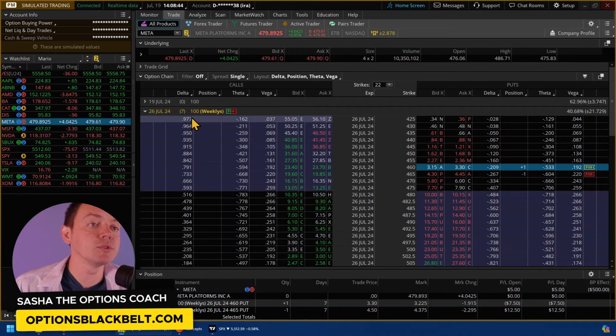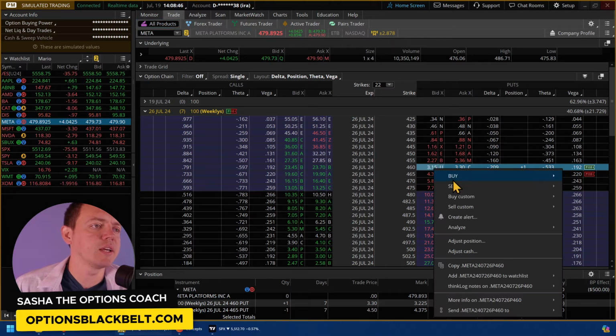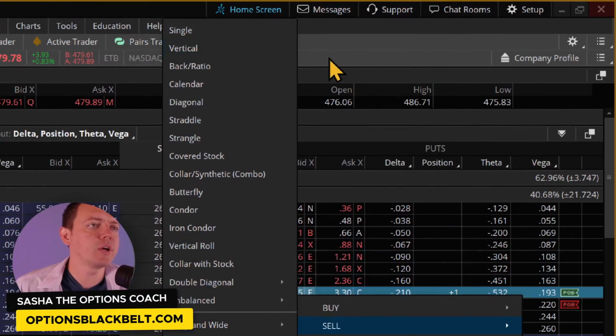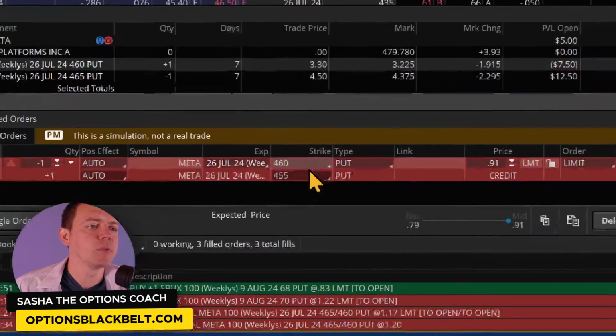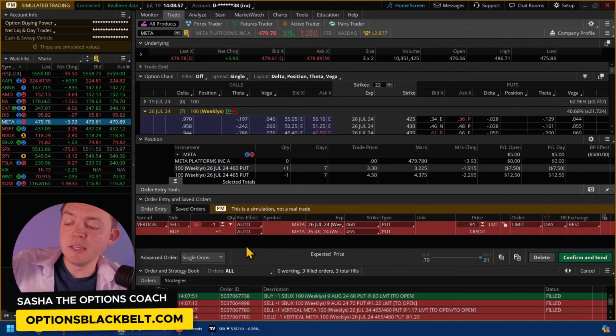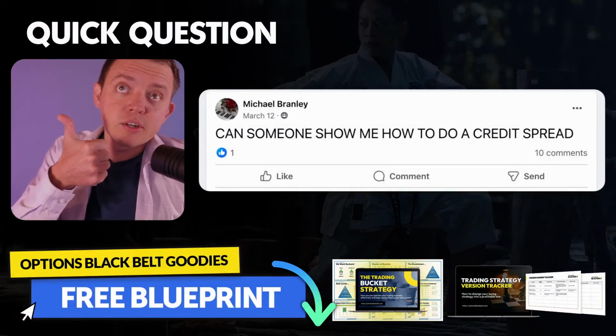You can also do it by just right clicking and going to sell, and then it will be a vertical. And then that will pull up the same sheet as I did with the control key. So that's how you do a credit spread. I mean, to answer that question, I hope we did a good job.